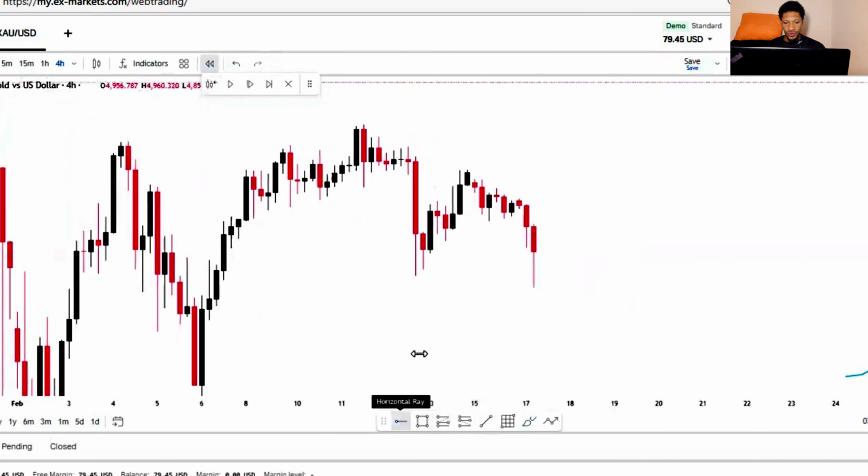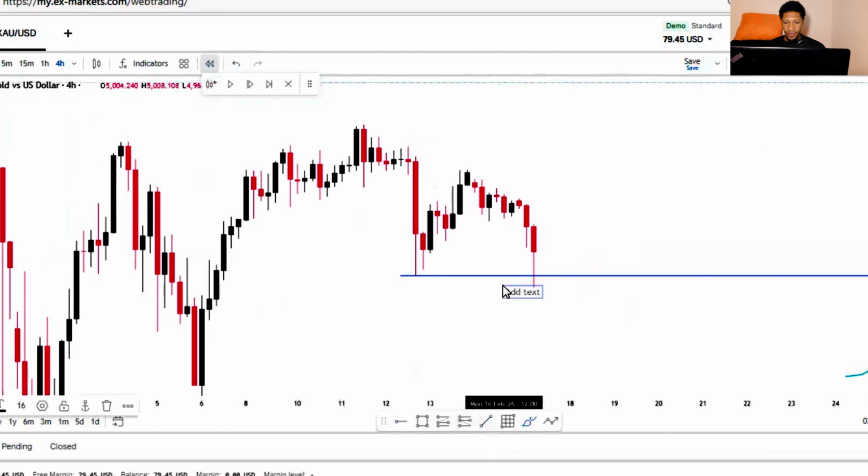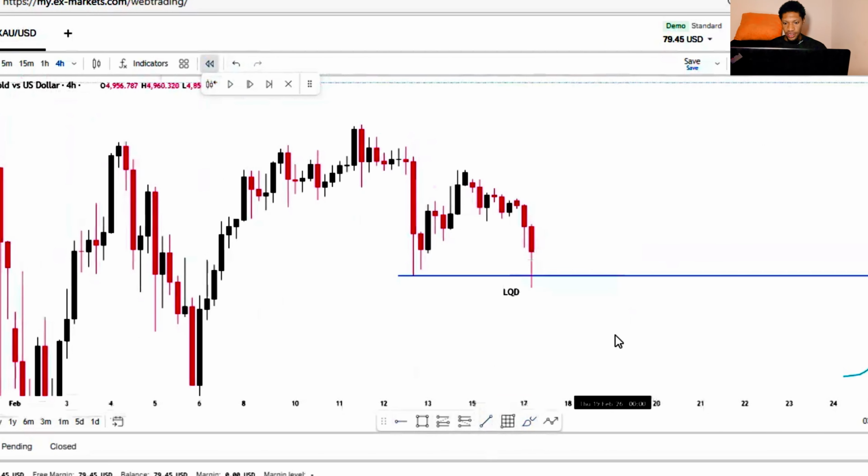Now, all you have to do is to mark out your support, mark it like this. You understand that this low is a point of liquidity. It's a point of LQD. I call it LQD. This is liquidity right here. Liquidity has been swept right here.